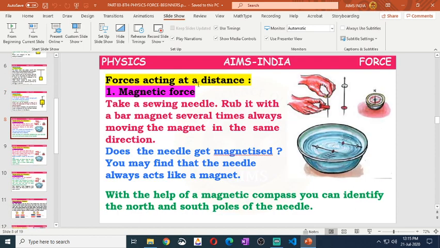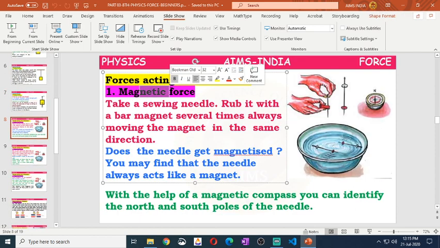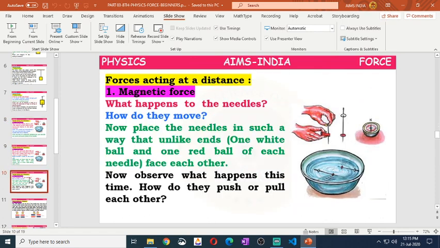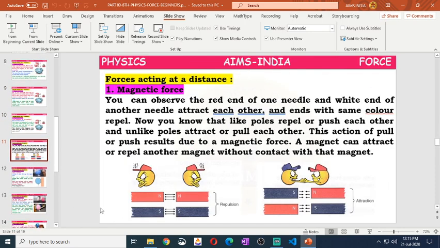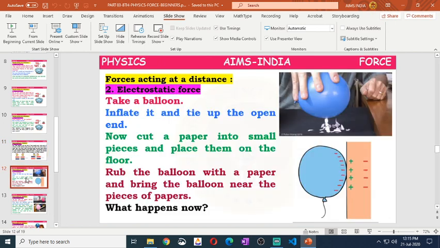Next, forces acting at a distance. Magnetic force means force between the poles. Without contact, this magnetic force will attract. Like poles give a repulsion force; unlike poles give an attraction force.